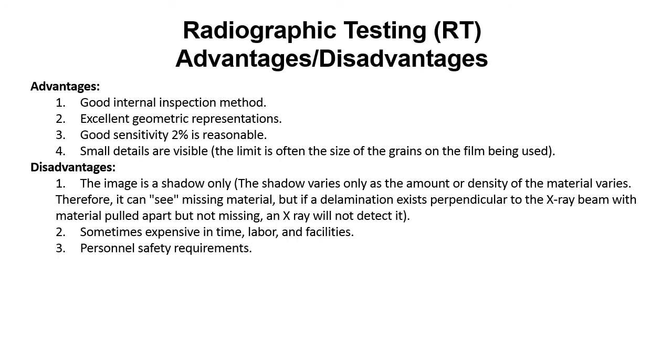Radiographic testing, advantages and disadvantages. Advantages: good internal inspection method. Excellent geometric representations, good sensitivity, 2% is reasonable. Small details are visible. The limit is often the size of the grains on the film being used. Disadvantages: the image is a shadow only. The shadow varies only as the amount or density of the material varies. Therefore, it can see missing material, but if a delamination exists perpendicular to the X-ray beam with material pulled apart but not missing, an X-ray will not detect it.